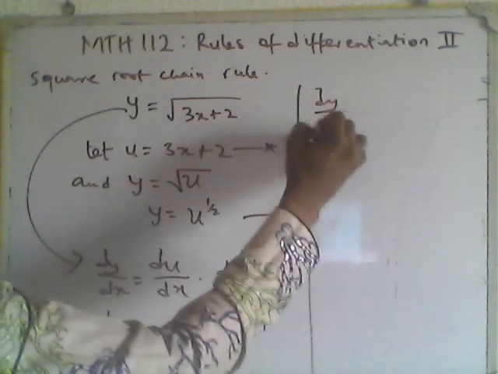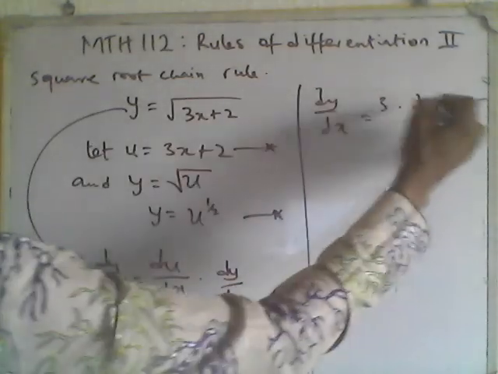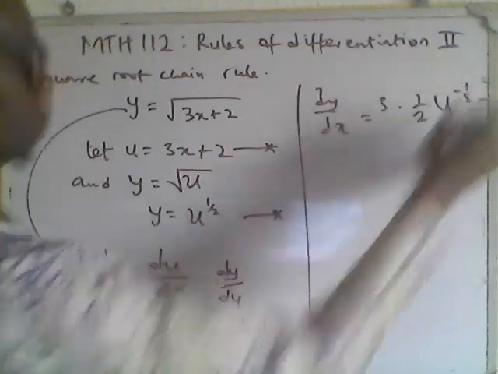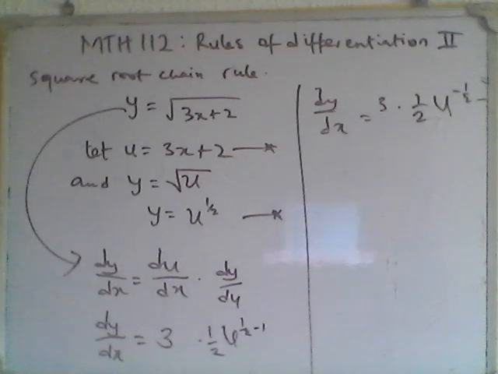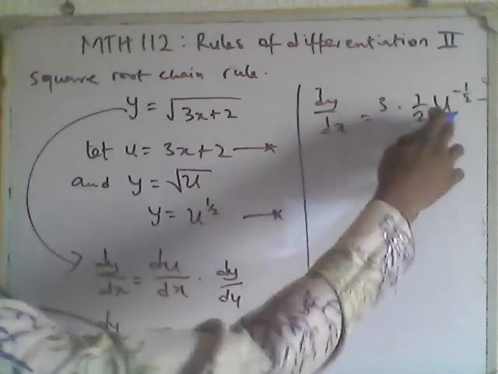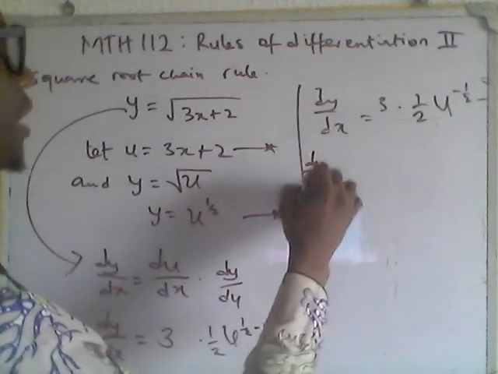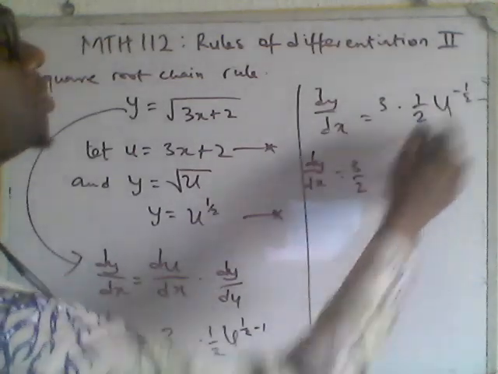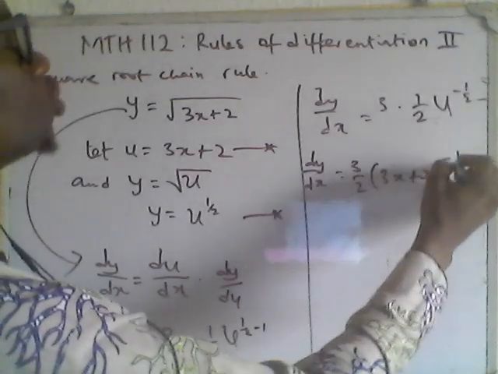So dy/dx is equals to 3 times, so I have half, then I have u, then 1 over 2 minus 1 will give me raised to the power minus 1 over 2. So I can now introduce what I have as my u. My u is defined as 3x plus 2, right? So I will say dy/dx is equals to 3 times 1 is 3, then over 2. Then my u will now become 3x plus 2, all raised to the power minus 1 over 2.